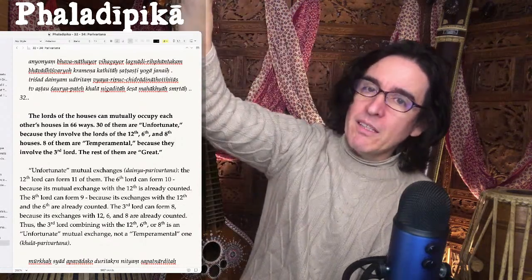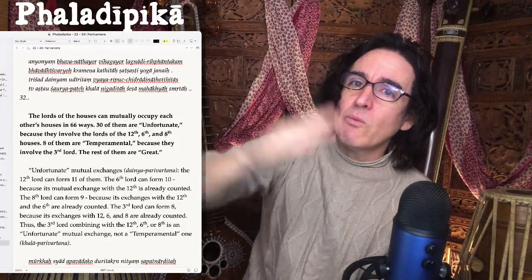The 12th lord could make 11 combinations. The way that he's teaching it, the 8th lord can do 10 combinations because one of them was already taken by the 12th. So each next one is going to go down by 1. And that's how you wind up with 66.